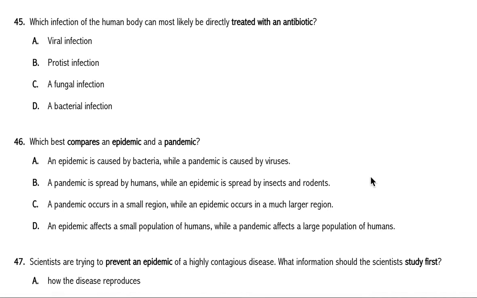Question 46. Which best compares an epidemic and a pandemic? A. An epidemic is caused by bacteria, while a pandemic is caused by viruses. B. A pandemic is spread by humans, while an epidemic is spread by insects and rodents. C. A pandemic occurs in a small region, while an epidemic occurs in a much larger region. D. An epidemic affects a small population of humans, while a pandemic affects a large population of humans.